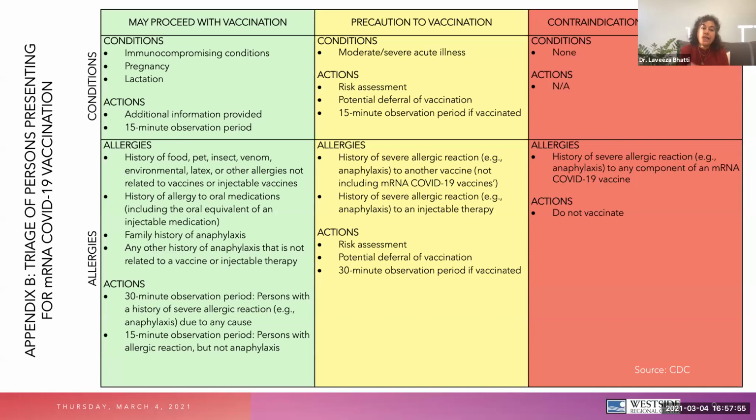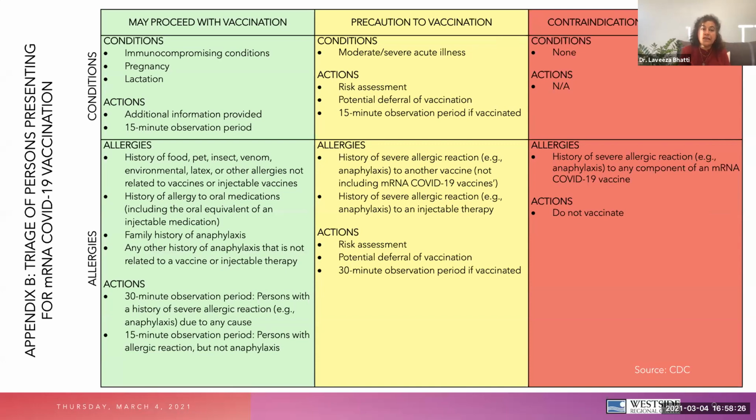And this slide actually gives you really good information that even if you've had allergies to penicillin or allergies to oral medications, you're not at any increased risk. The risk is there if you've had an anaphylactic reaction to an injectable or a vaccine. So over there is concern. In that case, I've been recommending an evaluation by an allergist to make sure that there is no concern there.